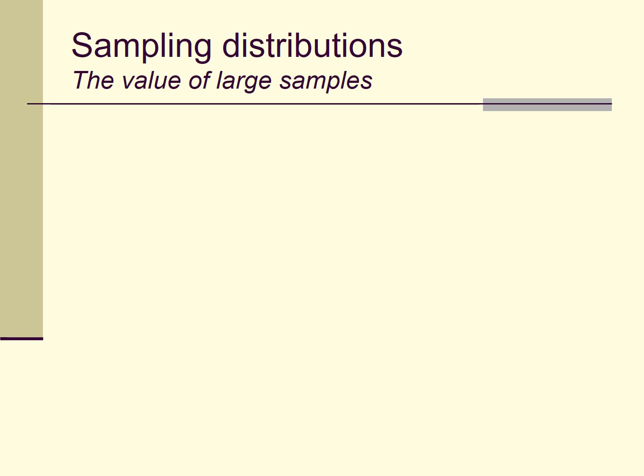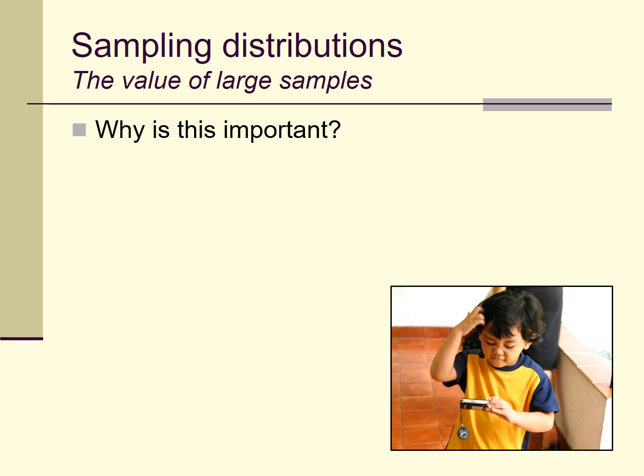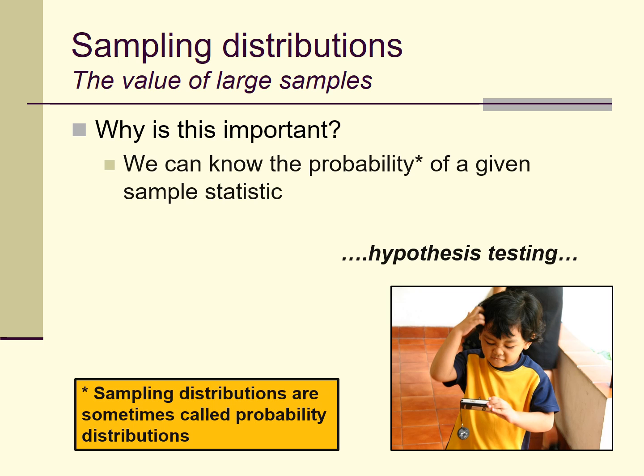So hopefully this simulation made sense to you. Hopefully you can remember this important reason for having large sample sizes. But to move on a little bit, we can ask, why is all of this important? Well, it's important because if we understand the sampling distribution of a statistic that we have computed, then we can know the probability of that statistic over a long run of samples.